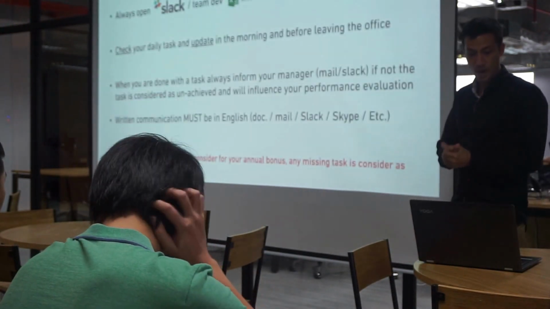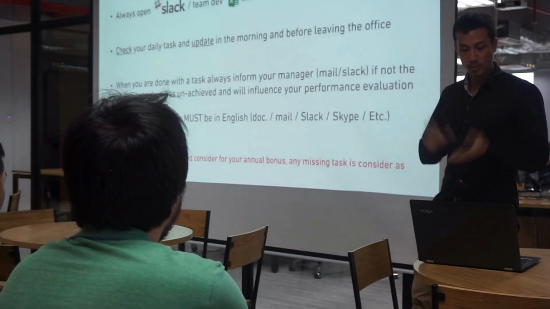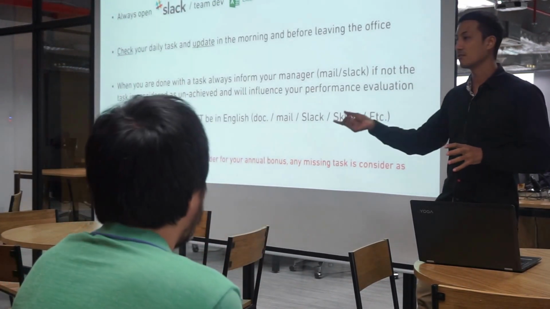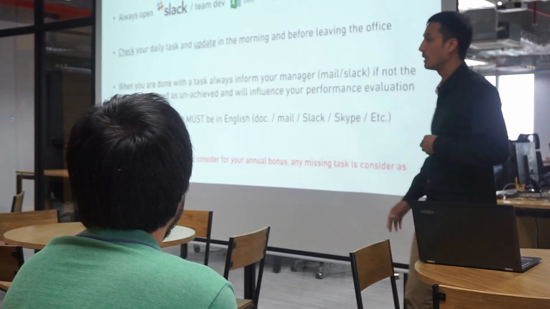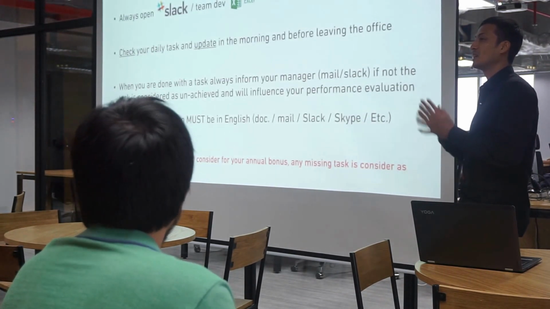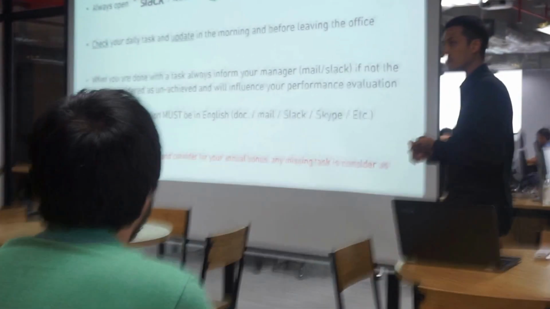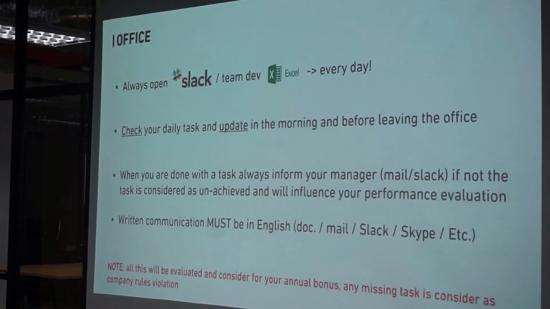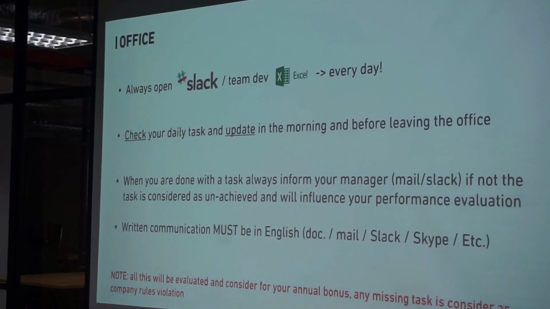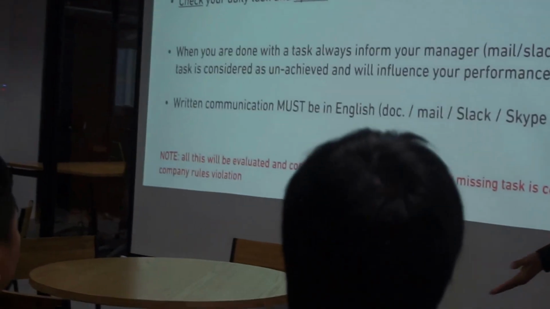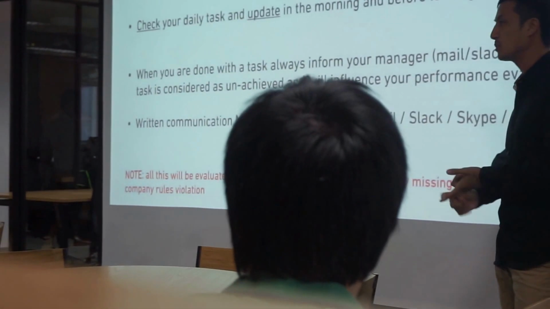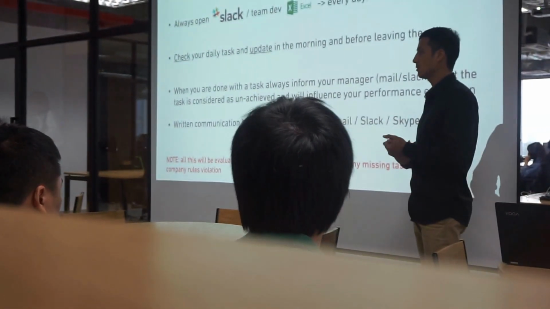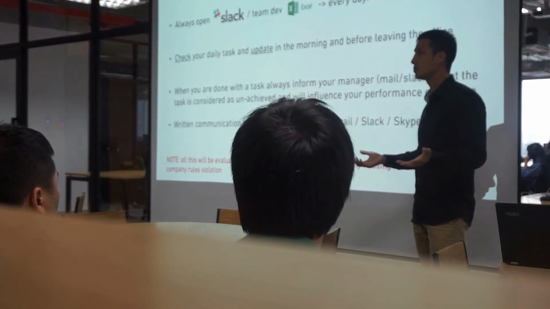So in the office now, every day you open your Slack to communicate, because we will use this as a main tool, and the team dev Excel file. I said that for the new members. I showed you already because it's a basic tool, and that's where I will put your daily task. Okay, and we share all the documents there. So every day you check your daily task in the morning, so you know what to do today. And of course, you update before leaving the office. So this task, how many percent is done? Is it finished? Is it in process? Just before you leave, you check out. So you tell me where you are, or else I don't know what to do.